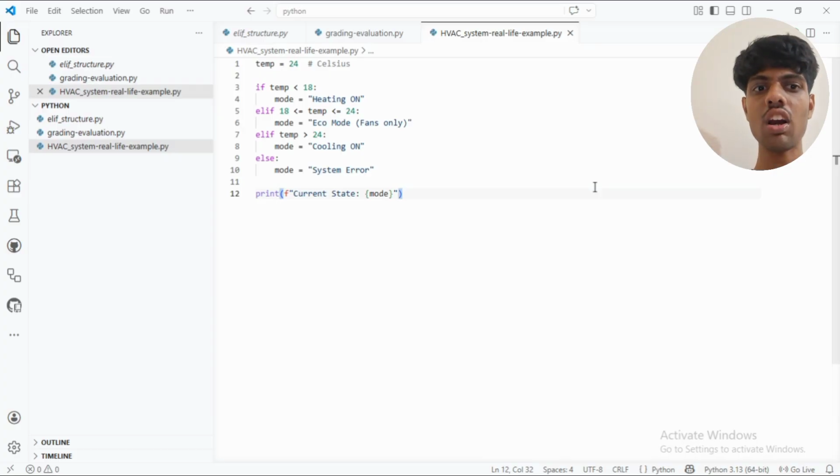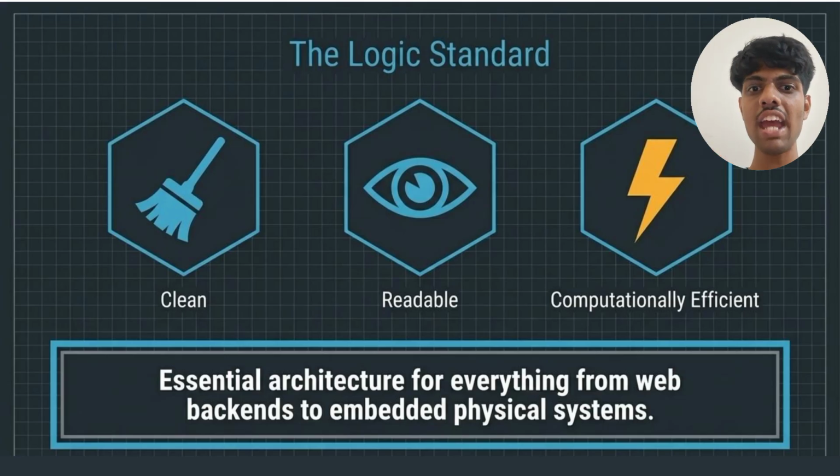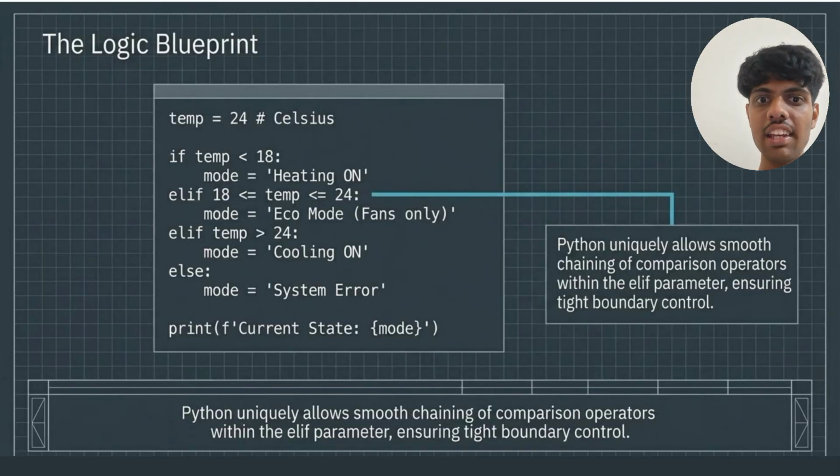So thus we can understand a few things. First of all, by using elif, we can create code which is clean, readable and computationally efficient logic, right? And the second part to be understood is that in real life conditions, as with the HVAC system, or let's say IoT design systems, we definitely have the if else conditions.